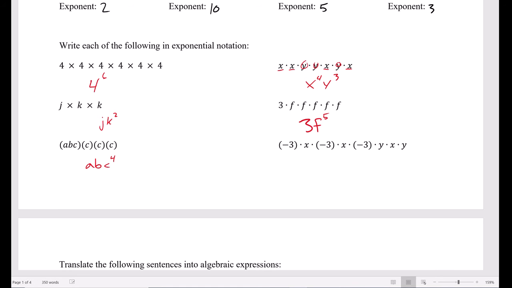And then for this last one, negative 3, negative 3, negative 3. There's an x, there's an x, there's an x, and we got a couple y's. So I'm going to do negative 3 in parentheses to the third. I'm going to do x also to the third, and then I'm going to have y squared.